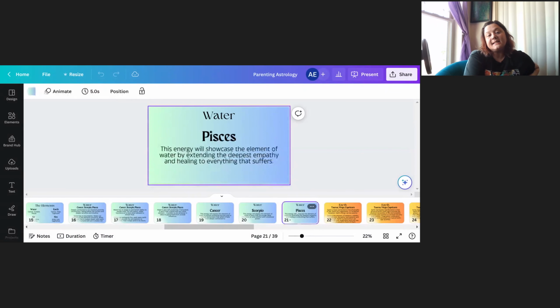All right, Pisces, this energy will showcase the element of water by extending the deepest empathy and healing to everything that suffers. As a Pisces, I understand this wholeheartedly. And this is something where if you or your child has strong Pisces placements, it's really important to practice shedding energy off of you. I highly recommend bath time, obviously at night, wonderful for everybody.